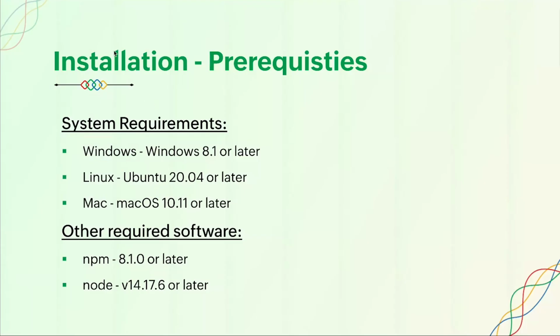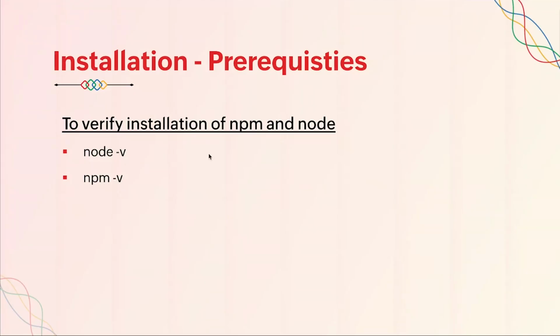Before installing ZDK CLI, make sure your system meets these requirements. If you are a Windows user, make sure that you have Windows 8.1 or later. For Linux, Ubuntu 20.04 or later. If you are a Mac user, you need Mac OS 10.11 or later. You also need a couple of software, such as NPM and Node: NPM 8.1 or later, and Node version 14.17.6 or later. To make sure that you have installed Node and NPM correctly, you can use these commands: node -v and npm -v.